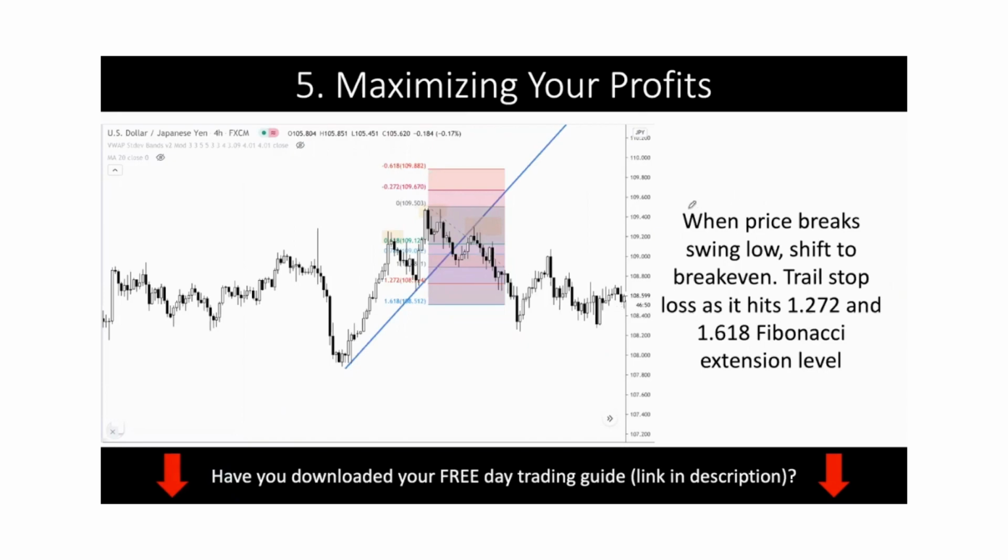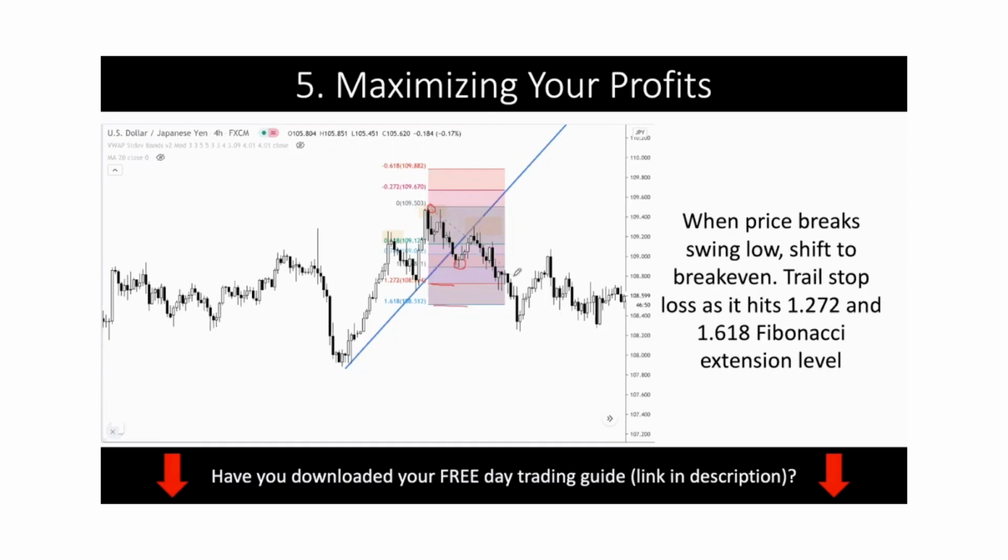But basically, how you use it is that you just want to connect the swing high and the swing low. So in this case, I'll connect it here and here. And then I'll get the Fibonacci extension levels, which are this level here and this level here. So what you want to do is that when price hits your swing low, a lot of people, most of the time, they exit.